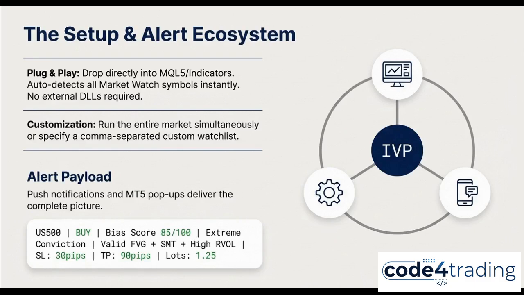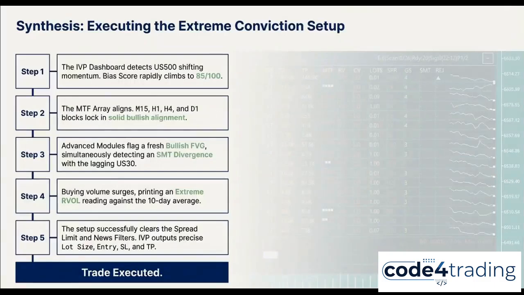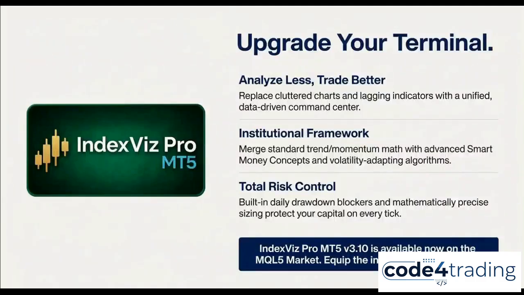A spaghetti chart. Yes. You've got MACD crossing over RSIs. You've got Bollinger Bands stacked on top of moving averages. And your chart looks like a Jackson Pollock painting. And you can't even see the price anymore. You literally can't see the candles. And the worst part is, the second the market shifts from a smooth trend into a volatile, choppy range, all those indicators fail at the exact same time.